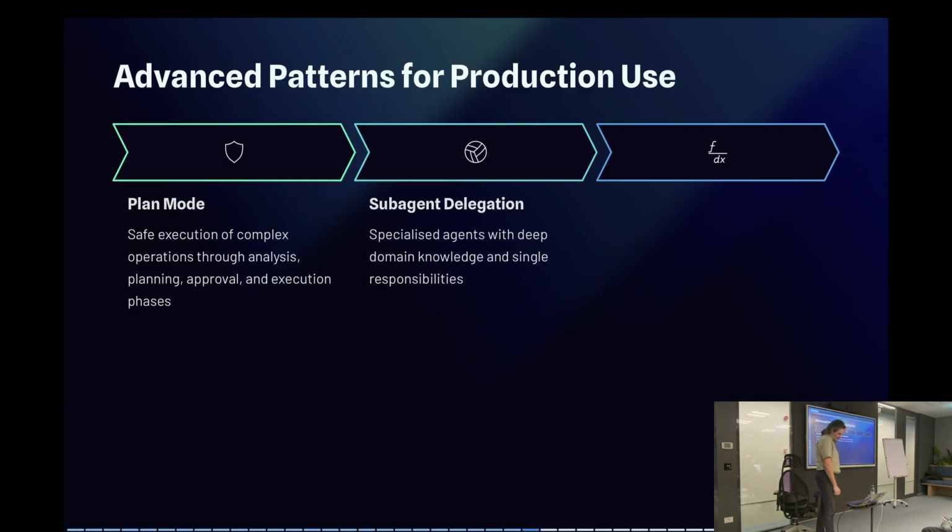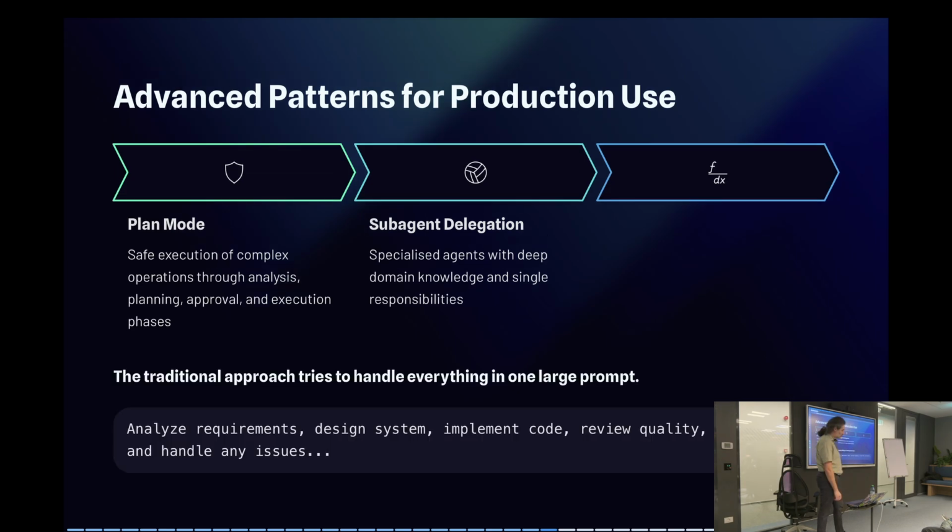Our second advanced pattern is sub-agent delegation. The traditional approach is to try to handle everything in one large prompt. Analyze requirements, design the system, implement code, review quality, create the PR, and handle any issues. This leads to context overflow, inconsistent quality, and no focus.